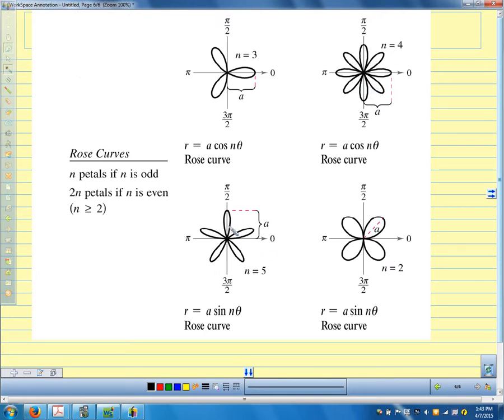The sine rose curves have pi/2 symmetry. When n is odd, we get however many petals. So n is 5 here, and here n is 2, so we get a 4-petal rose curve. And on Friday we're going to do a lab that has to do with the different kinds of rose curves. So what I would expect is if you saw something written like this, you would recognize that this is a rose curve with 3 petals. This is a rose curve with 8 petals.